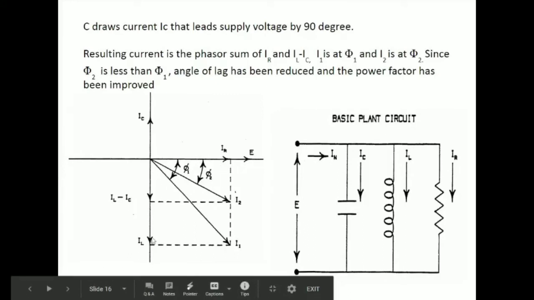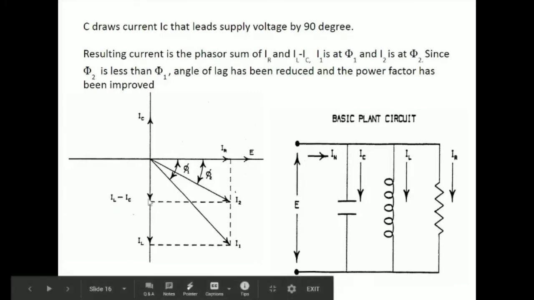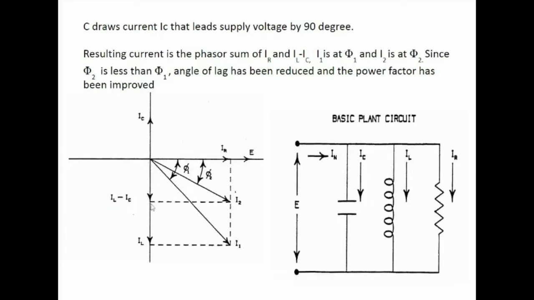Now we can see IL and IC are in phase opposition. So the total reactive current will be the resultant of IL and IC, that is IL minus IC. Since IL has a greater value, IL minus IC will be downwards. Now the total current I2 drawn at this condition is given by the resultant of IL minus IC and IR. So IL minus IC is here, IR is here, and the resultant of these two is I2. Now due to the introduction of capacitance, we can see the current has been reduced. I1 is a greater value of current, I2 is a lesser value of current.